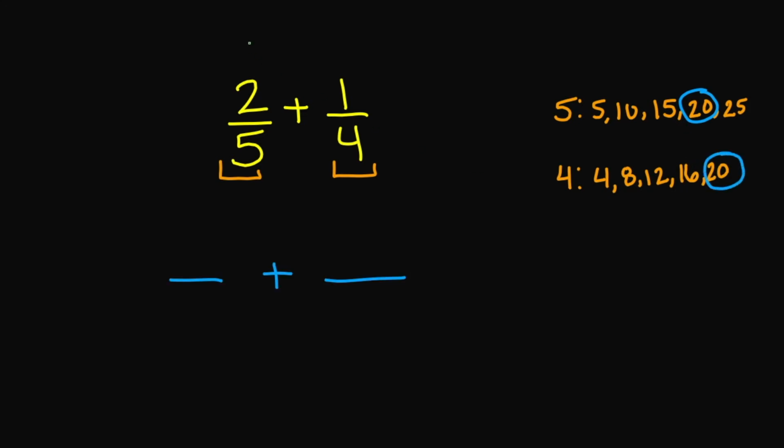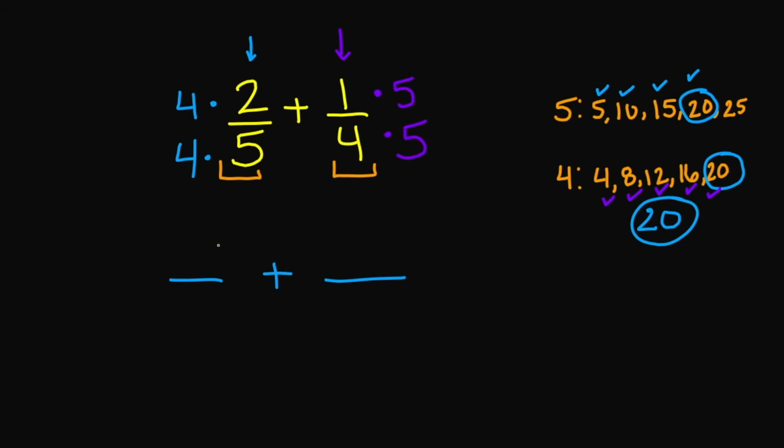So let's go back to my original problem here. Let's look at the 2 over 5. If I do 1, 2, 3, 4, 5, 5 times 4 is going to give me 20. So I'm going to multiply top and bottom here by 4. Now let's look at 1 over 4. I need to get 20 in my denominator. So if I multiply 4 times 5, that's going to give me a 20 in my denominator. So I'm going to multiply top and bottom by 5.